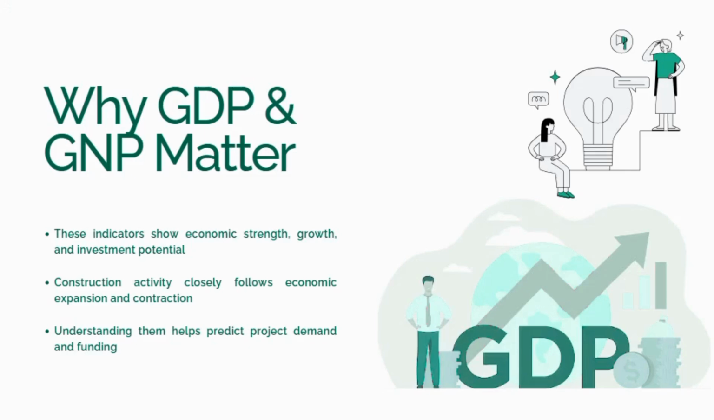So why do GDP and GNP matter? They matter because they show the strength, the growth, and the investment potential of an economy. When these indicators increase, it means that businesses are expanding and people are spending more. So when the economy grows, more buildings, roads, and infrastructure projects are developed. Understanding it helps construction firms predict project demand.